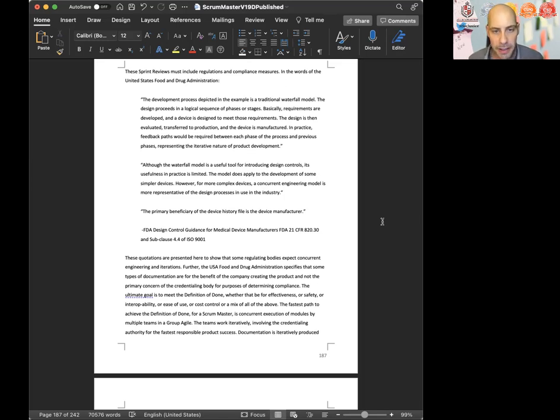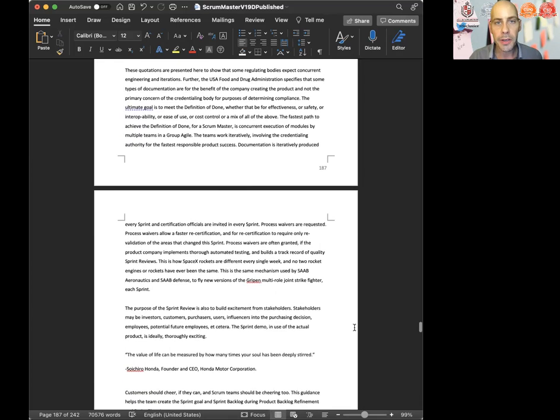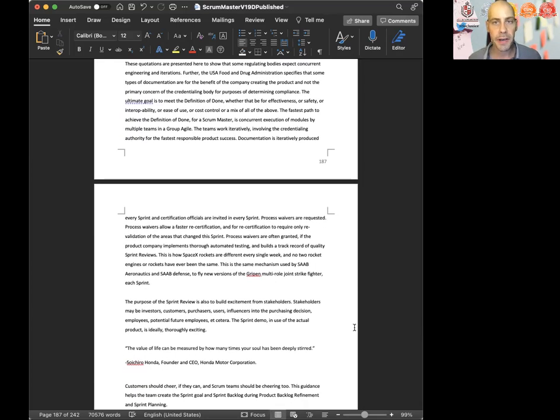These quotations are presented here to show that some regulating bodies expect concurrent engineering and iterations. Further, the USA Food and Drug Administration specifies that some types of documentation are for the benefit of the company creating the product and not the primary concern of the credentialing body for purposes of determining compliance. The ultimate goal is to meet the definition of done, whether that be for effectiveness or safety or interoperability or ease of use or cost control or a mix of all of the above.